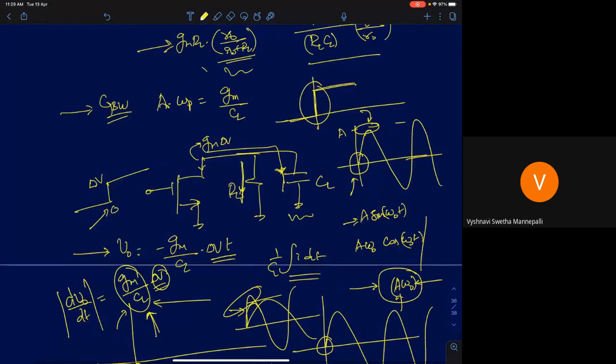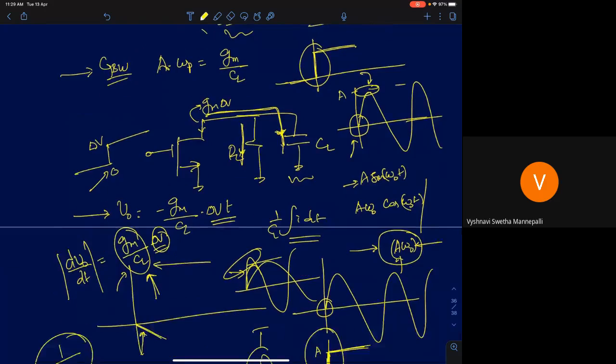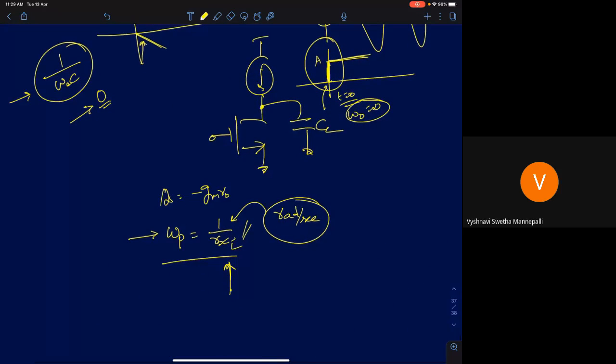So that's why all the current will quickly take, the current always has a tendency to take the path of least resistance. Since the capacitor is offering 0, you cannot beat that. So all the current will flow through the capacitor. So that's why the current flows through the capacitor.